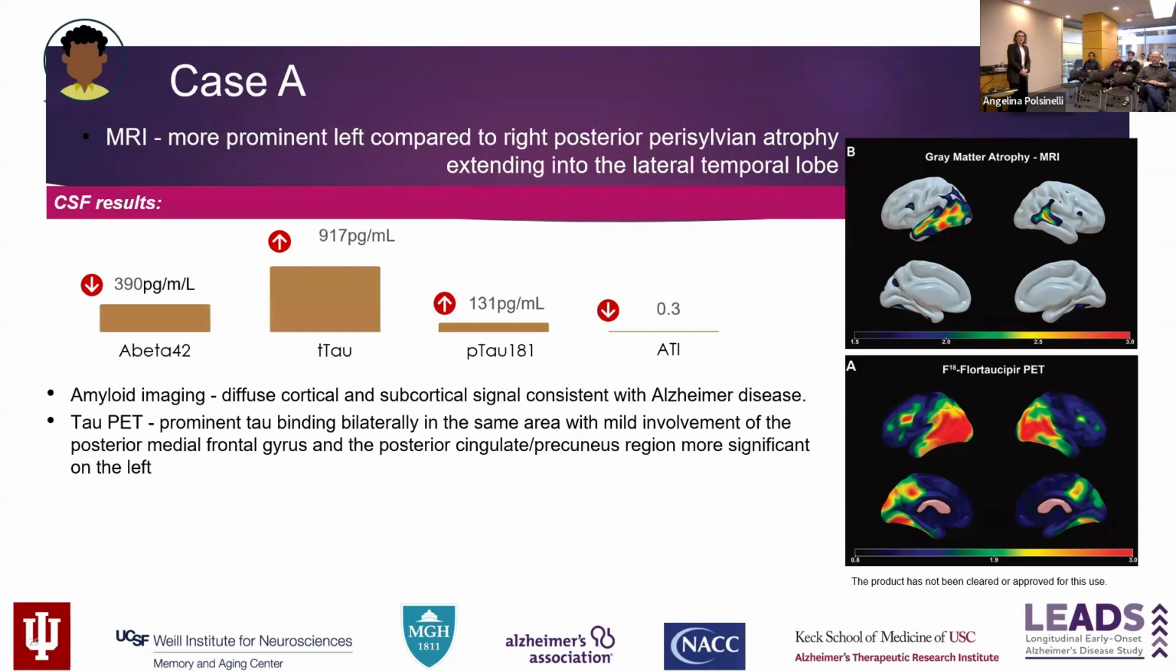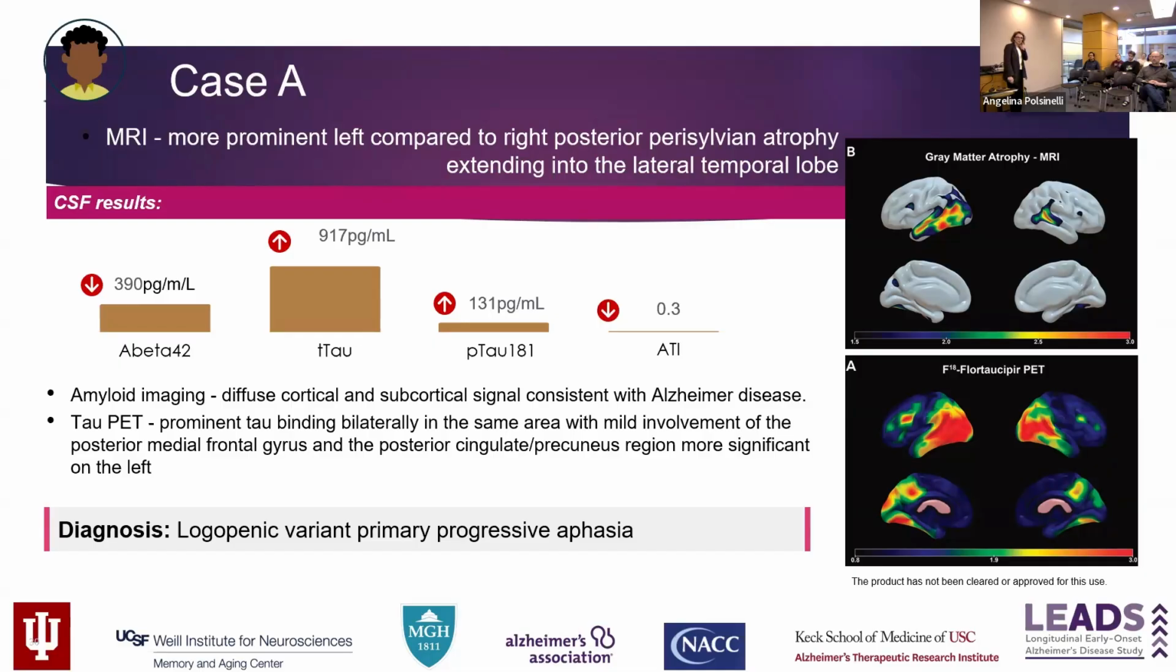His CSF, just a lot of numbers, but really the only one you pay attention to is this one. The amyloid tau index, if it's below 0.8, it means Alzheimer's disease is diagnosed. So his PET imaging was consistent with his CSF, and he was diagnosed with something called logopenic variant primary progressive aphasia.